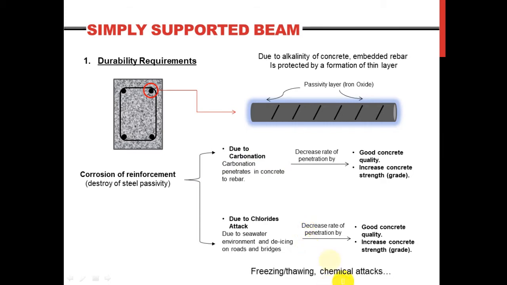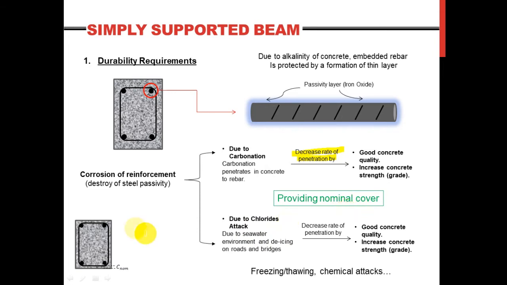Yet there is the freezing, thawing, and chemical attacks. They must all be taken into account as well. Now, using higher and good concrete quality, low water cement ratio, and good curing all tend to decrease the rate of penetration. But the most widely adopted way to avoid corrosion is by providing an adequate cover to the reinforcement, so providing nominal cover. For instance, this beam might have a good and high concrete grade, but the cover isn't that sufficient and it will logically not last as much as this beam does.